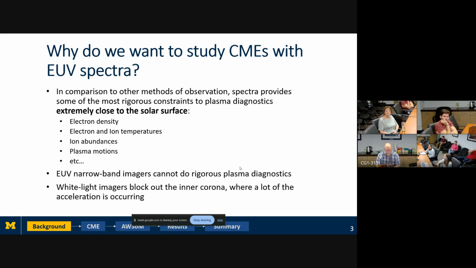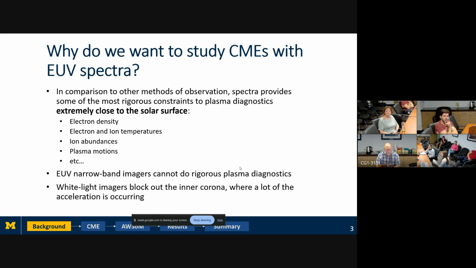And with white light imagers, we see a lot of what happens as the CME continues to evolve outwards, but it blocks out the inner corona where there's a lot of acceleration occurring and a lot of structure beginning to form. So all of these things would be great to use when looking at CMEs. But I really think that UV spectra in particular can provide a lot of information.